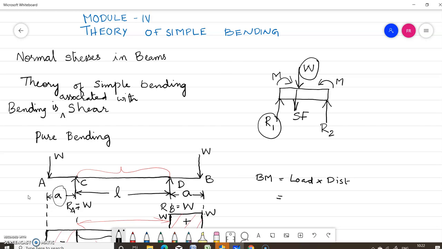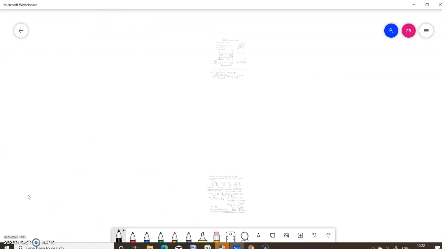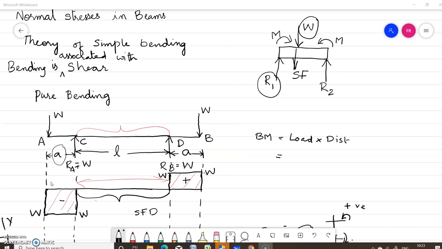So this is the case of hogging moment. Now, thus due to bending moment, tensile stress develops in one portion of the section and compressive stress in the other portion of the section. So in between these two portions, that is the compressive portion and the tensile portion, there is a layer where stresses are zero.